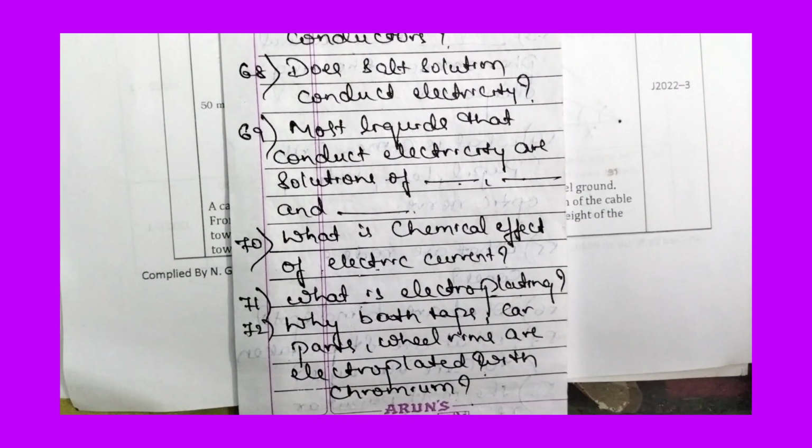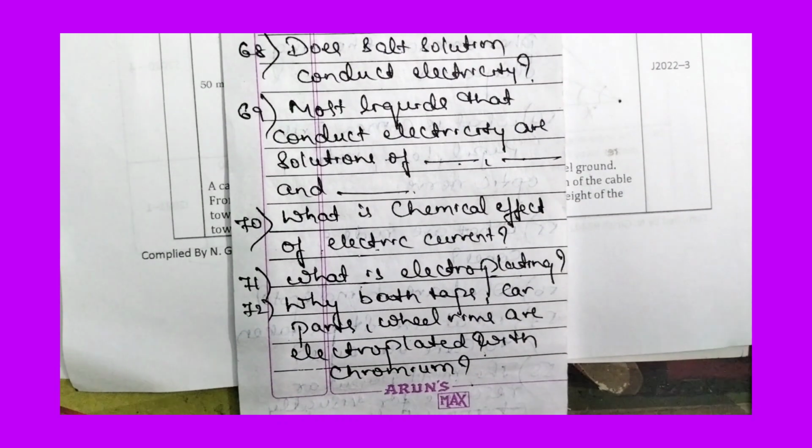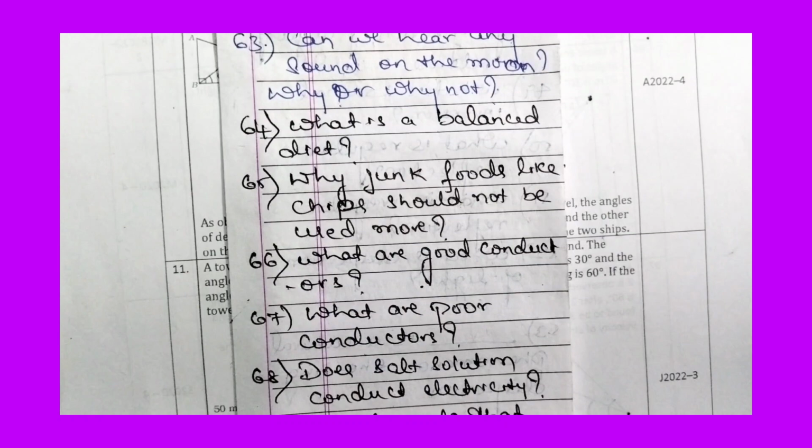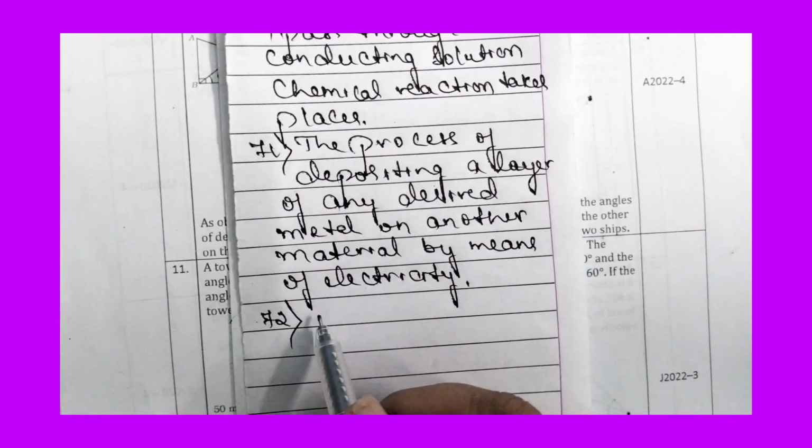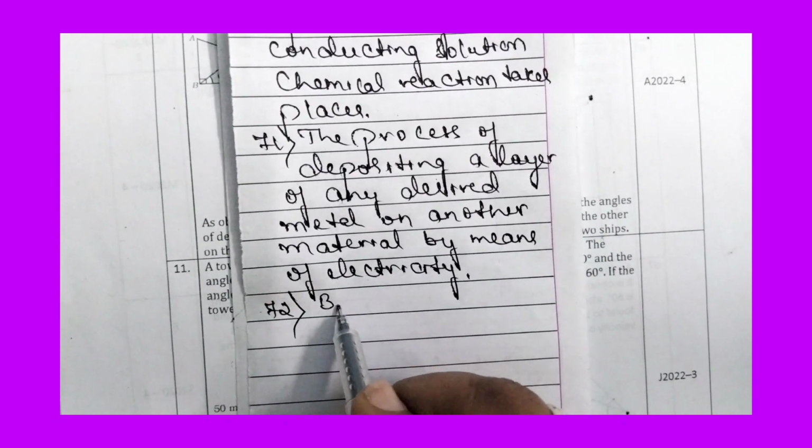Now let us move to the 72nd question. The 72nd question is, why are bath taps, car parts, and wheel rims electroplated with chromium? So now let us answer this question. Because.